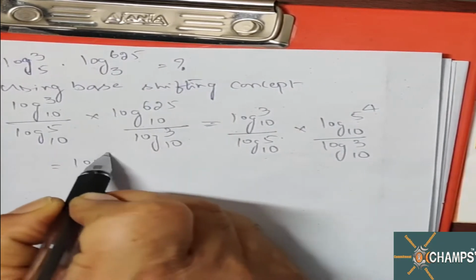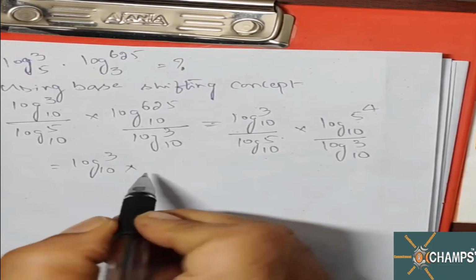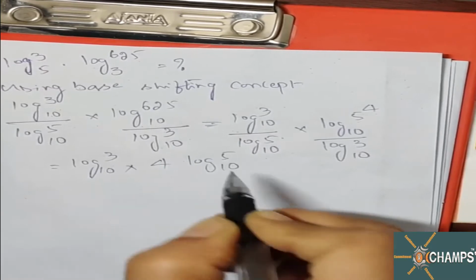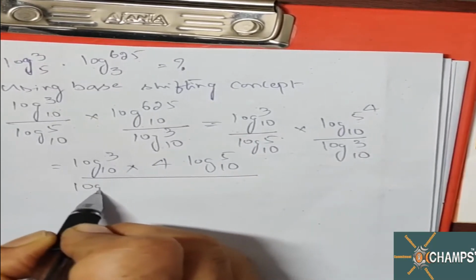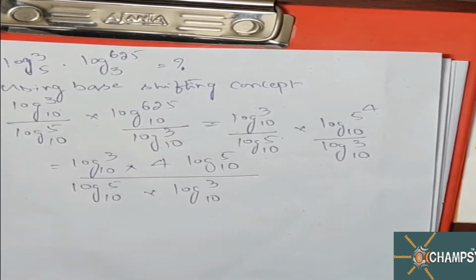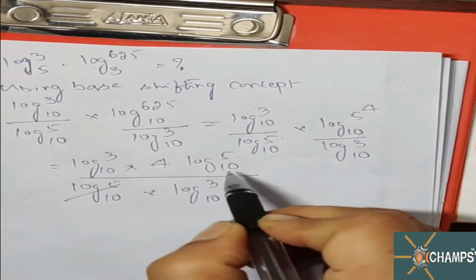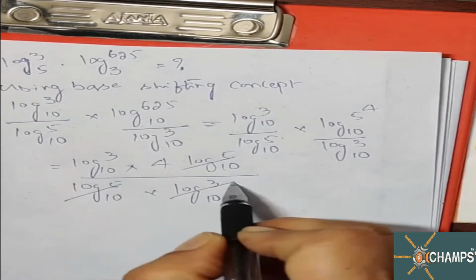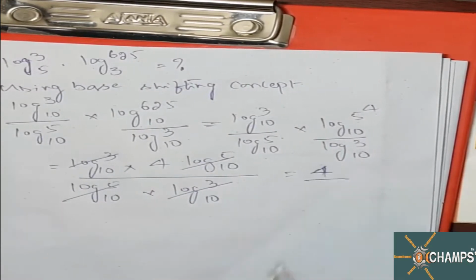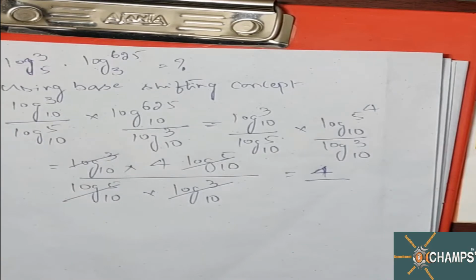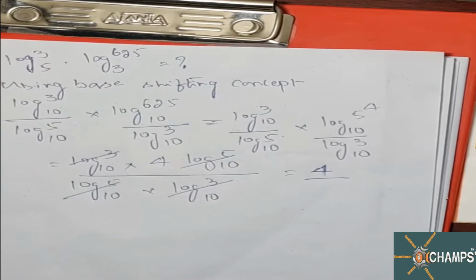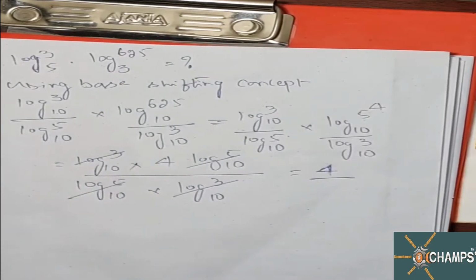This is equal to log 3 to the base 10 into, since log a power b can be written as b log a, 4 log 5, divided by log 5 to the base 10 into log 3 to the base 10. Log 5 to the base 10 cancels, log 3 to the base 10 cancels, leaving with 4. This is the answer to the given question.